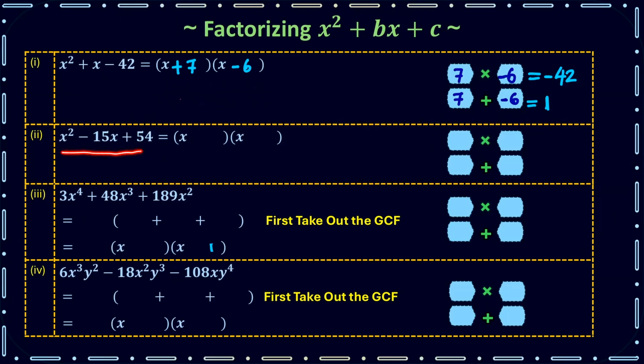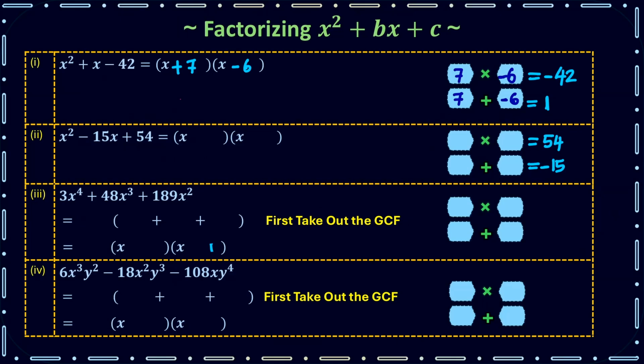Here we have another quadratic expression with leading coefficient of 1. The constant is 54. So we are looking for two numbers that multiply to 54. The middle coefficient here is negative 15. We want the same two numbers to add up to negative 15. So again, we don't want to think first of what two numbers add up to negative 15 because there are infinitely many possibilities, but it's easier to think of numbers that multiply to 54.